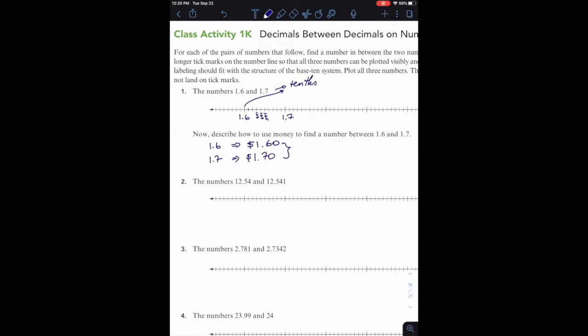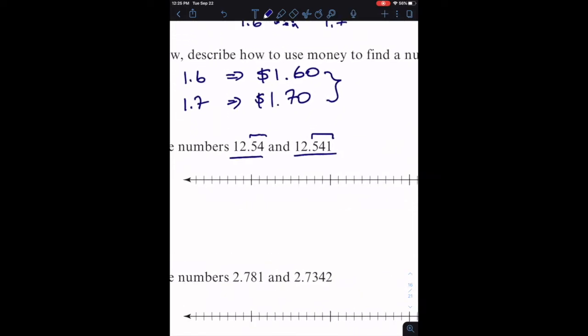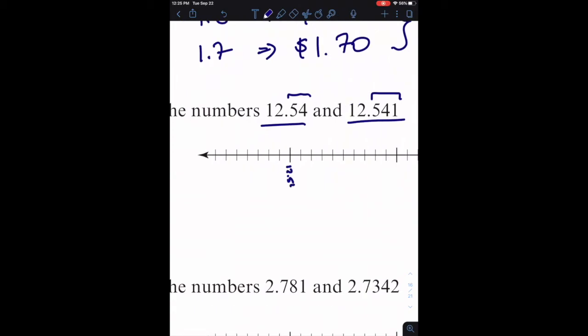If we have the two numbers 12.54 and 12.541, now this first number is 54 hundredths, and the second number has 541 thousandths. So right now, the way they're presented, they're not falling on the same tick marks, right? One is the thousandths and one the hundredths. So we could label 12.54 here and 12.541 there, and then look for a number in between. That would absolutely be possible. That's one of the solutions. Okay, that is solution A.